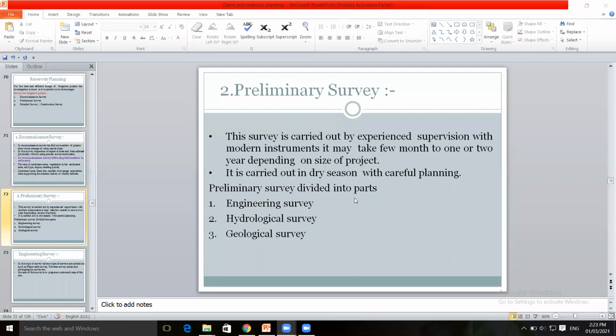So preliminary survey is divided into three parts: engineering survey, hydrological survey, and geological survey.